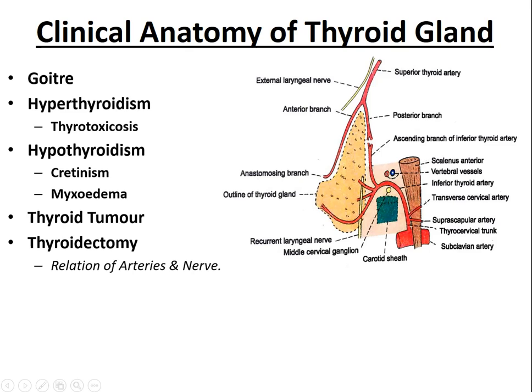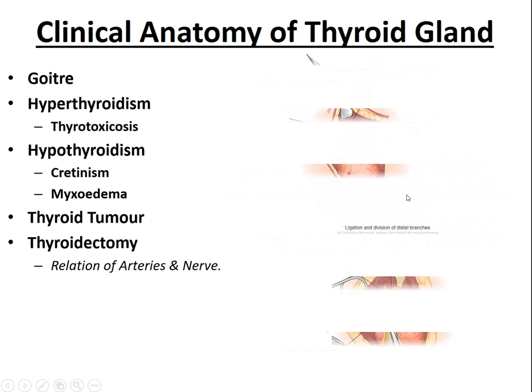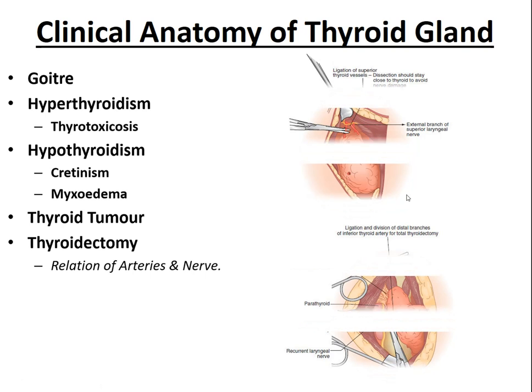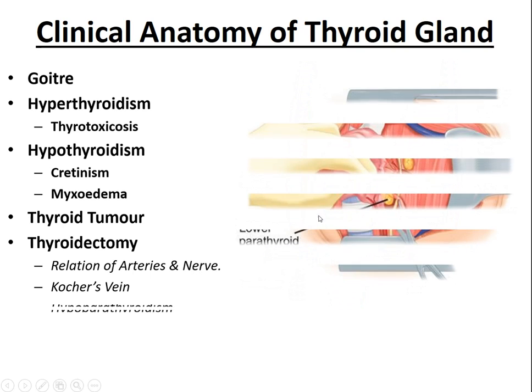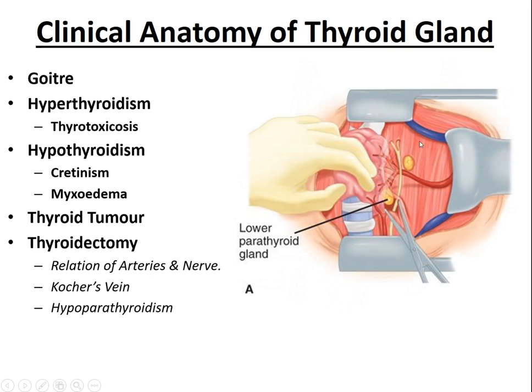And of course, with the thyroid surgery, we have already remembered the relation with the artery and nerve. So the superior thyroid artery gets near to the gland, the inferior thyroid artery is away from the gland. And we have to remember the cautious vein before putting an incision, so that hemorrhage will be prevented. And of course, as we have mentioned, preserve the parathyroid gland, so that hypoparathyroidism cannot occur.